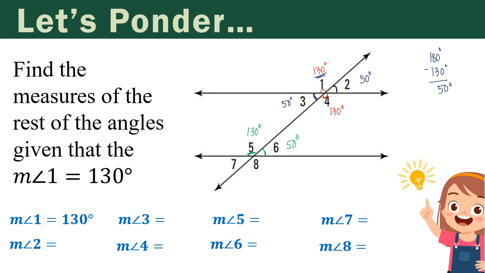Alright? Now apart from that, you can also check that angle 5 and angle 6 are linear pairs. Thus, if we add up the angle measures of these two angles, it should be 180. And yes, it's correct. 130 plus 50 degrees is 180 degrees.